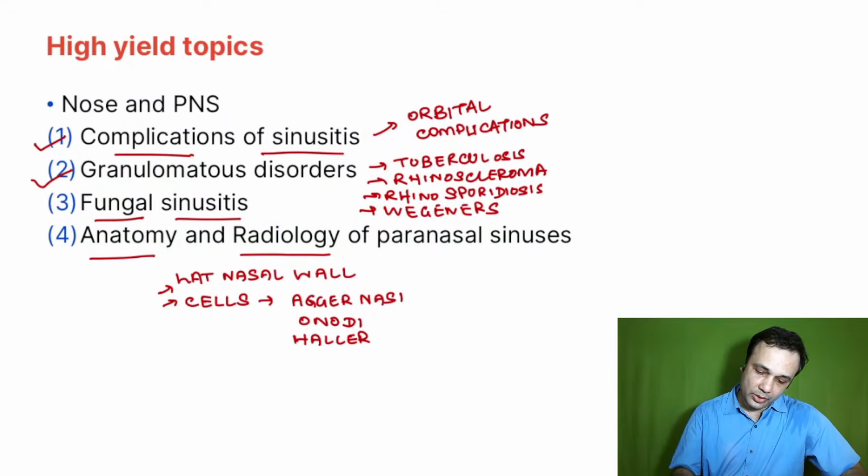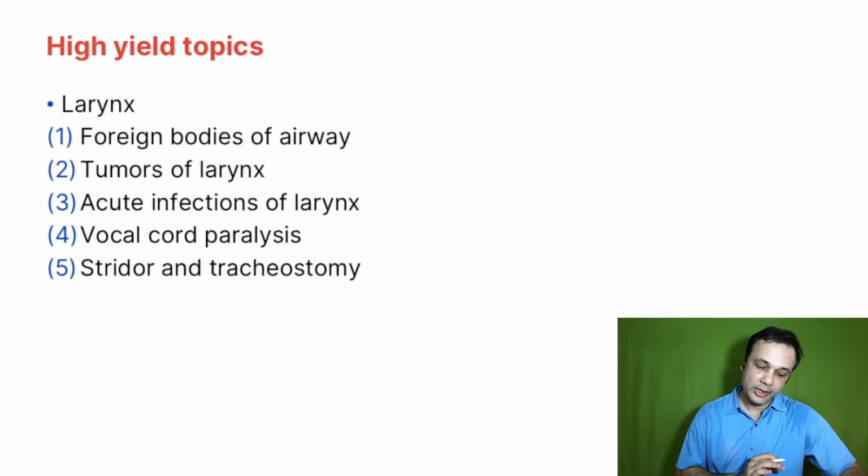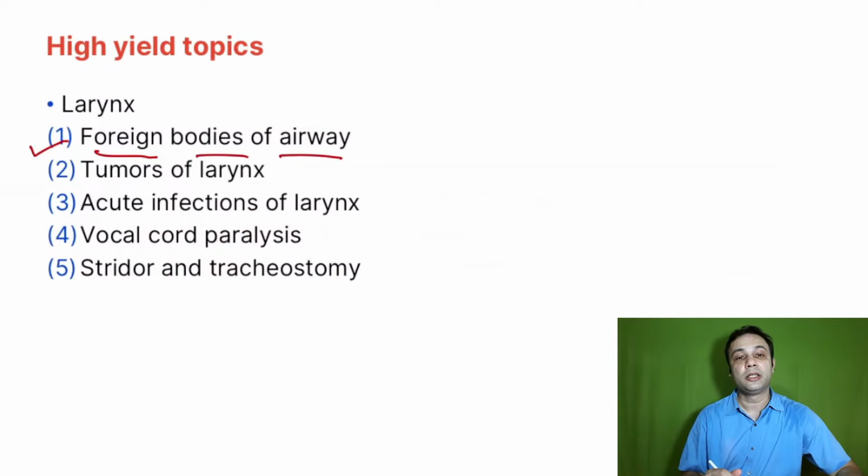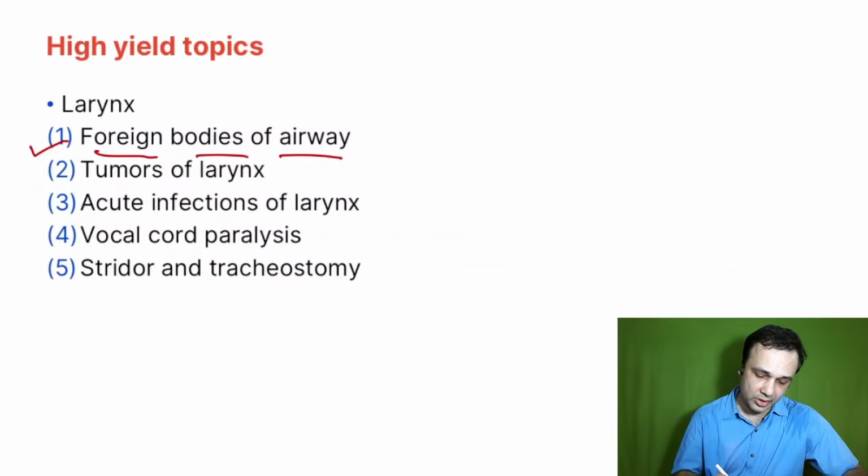Right. So coming to the next high yield topic, when we talk about the larynx, the frequent questions are foreign bodies of the airway and the different maneuvers, for example, Heimlich's maneuver, one of the important asked questions. How do you do a bronchoscopy? A few instruments of bronchoscopy can be asked as important questions.